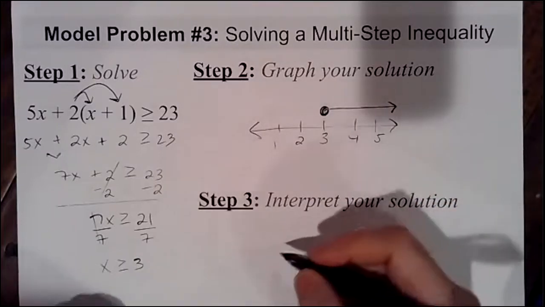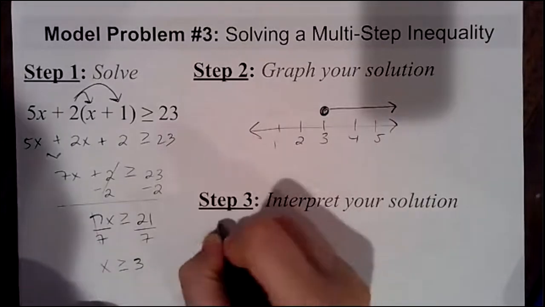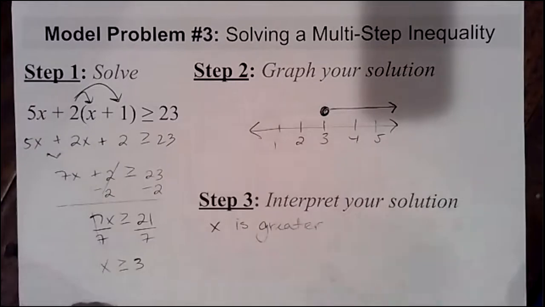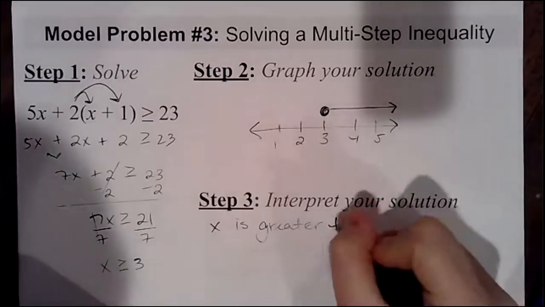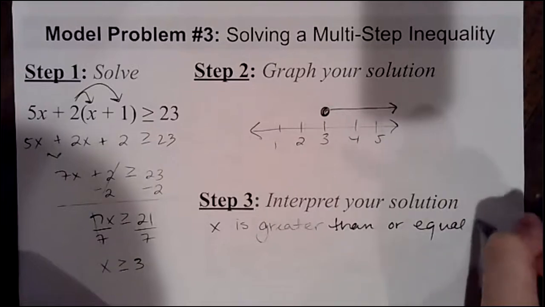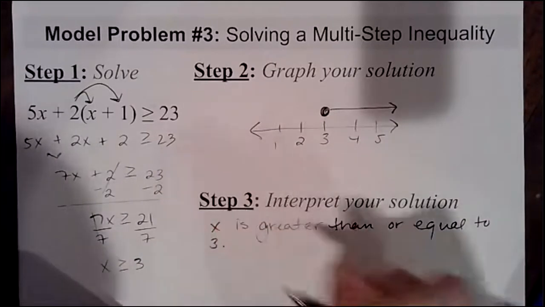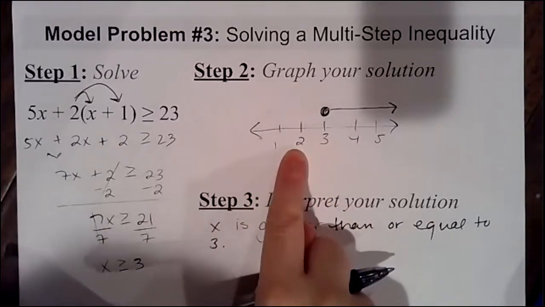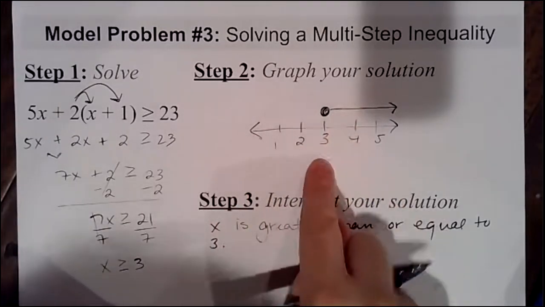So let's go ahead and interpret our solution. x is greater than or equal to 3. My pen is not working with me. What's the first number that x can't be? Well, it's greater than or equal to, so it can be 3, but it cannot be 2. Okay, it can be 3 because it's a closed circle.